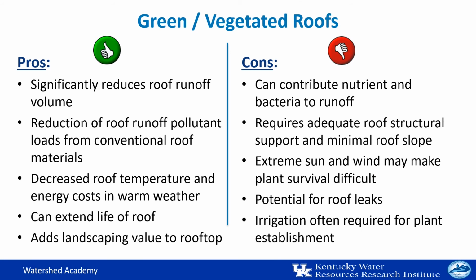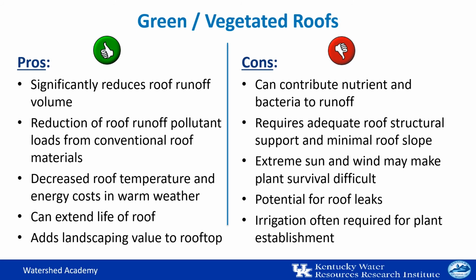Vegetated roofs can prolong the roof's lifespan by protecting the roof from ultraviolet radiation and extreme temperature fluctuations. Green roofs can increase nutrient runoff due to the nutrients present in the soil. For this reason, typically non-organic, high mineral content soils are recommended. Also, if birds and other wildlife are attracted to the roof, they can be a source for bacteria runoff.